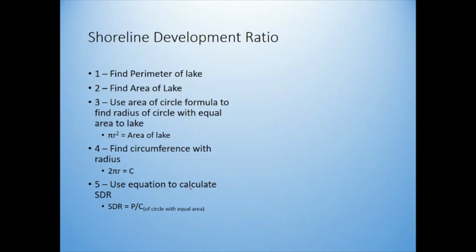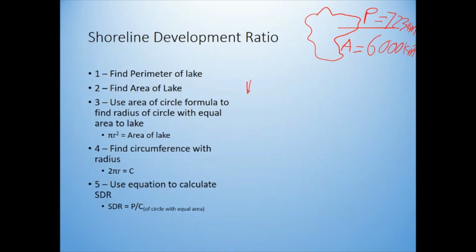Okay, this is confusing, so let's go through it. Let's say we have some sort of lake that looks like that, and let's say its perimeter equals 723 kilometers. So it's a pretty big lake. And its area is, let's say, 6,000 kilometers squared. Now we've found the perimeter and the area of the lake. Let's say we use ArcGIS to figure that out.